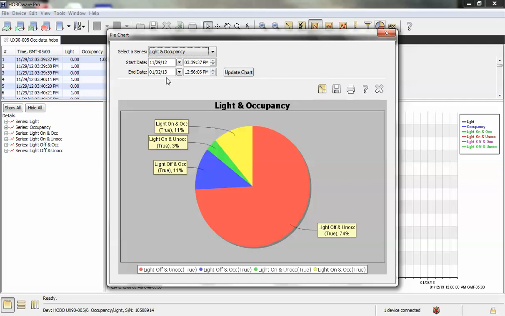You can change your time frame if you want. If you wanted to zero in on a specific time period, you can also save this pie chart, or you can print it as well.